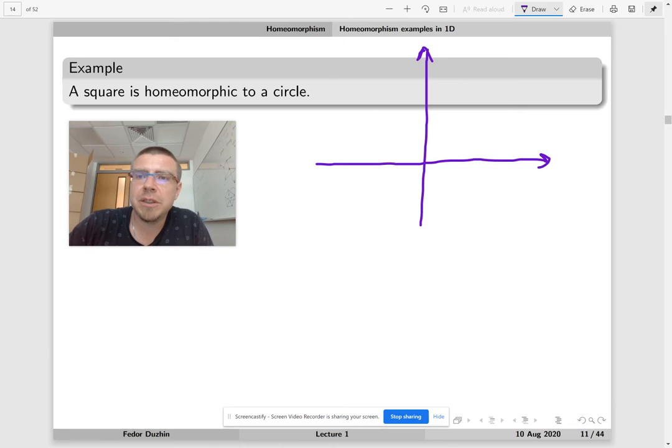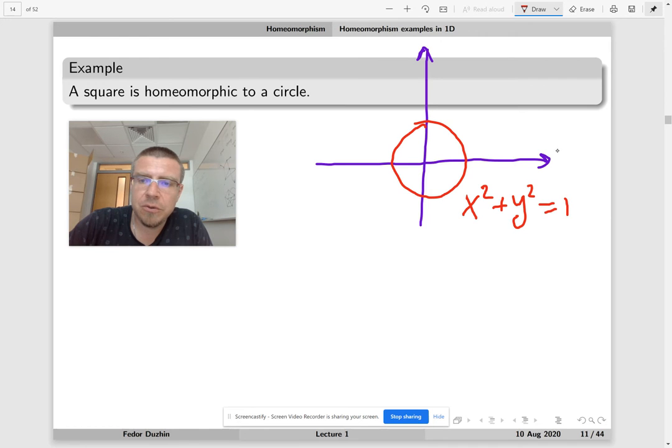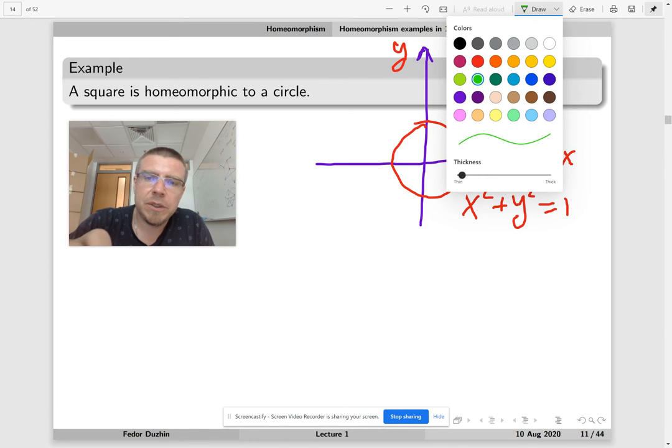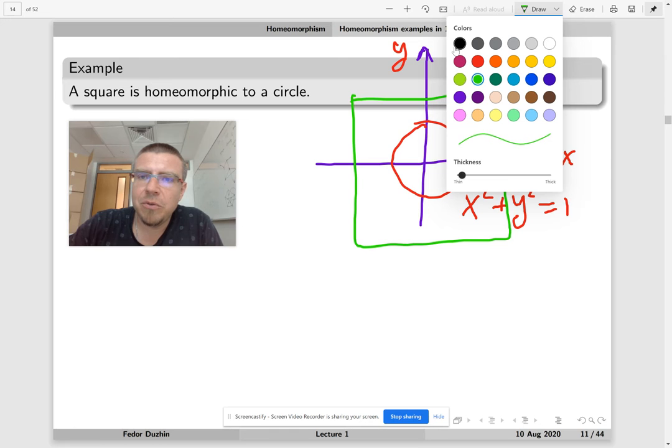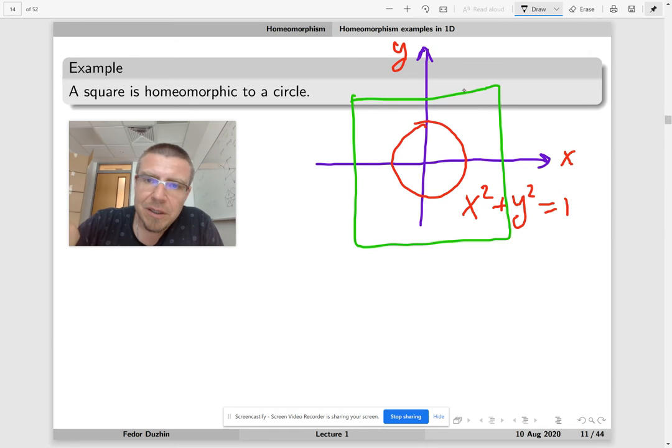So these are going to be our coordinate axes. Let me draw a circle. A circle is given by the equation x squared plus y squared is 1, if our coordinate axes are x and y. And let me draw a square now. Okay. And let me schematically show my homeomorphism, right? So the idea is that if my point on the square is here, I'm going to join it to the origin. And if this is my x, then this is going to be my f of x.